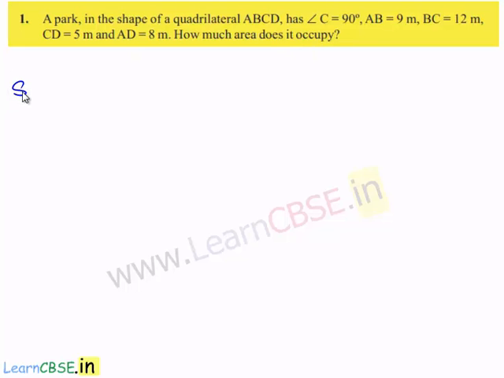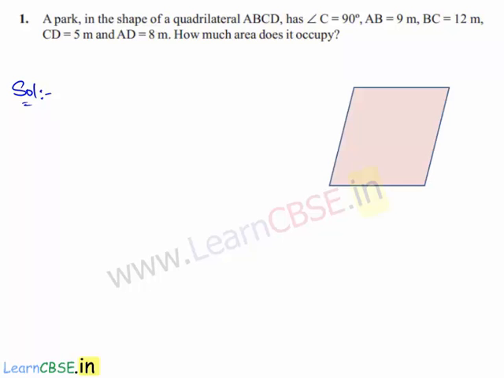Now let's move on to the solution. We shall first consider a quadrilateral. So let us name the quadrilateral A, B, C and D. Given AB is equal to 9 meters, BC is equal to 12 meters, CD is equal to 5 meters, AD is equal to 8 meters. And also angle C is equal to 90 degrees.